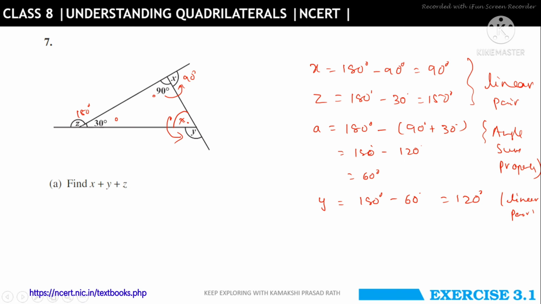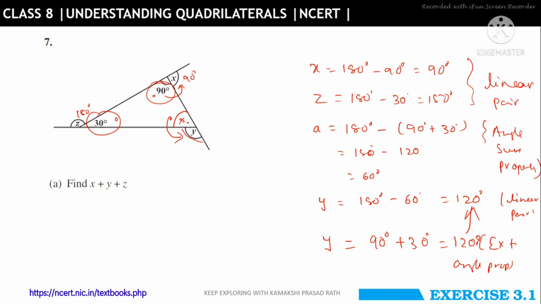Now for finding y, we can use another formula, that is the exterior angle property. So how can we do it? The exterior angle property says that the exterior angle equals the sum of the interior opposite angles. So if this is the exterior angle, these are the interior opposite angles. So y will be equal to 90 plus 30, that is 120 degrees. As you can see, we have got the same thing. So using the exterior angle property we can easily find it.